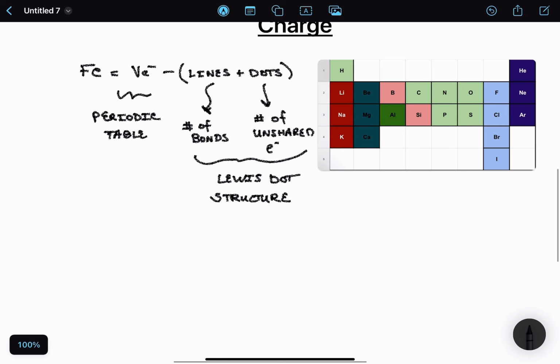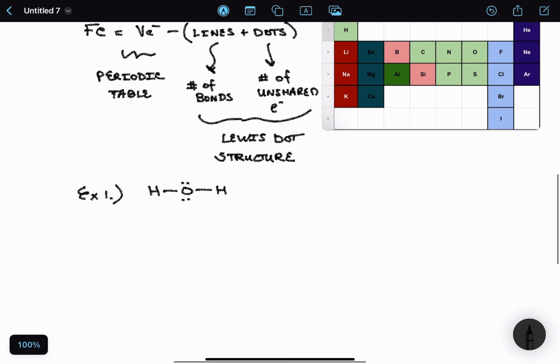Let's go ahead and start with an example. Example 1 will be water. So here is the proposed Lewis structure for water, and let's see what the formal charge is for oxygen. Remember, when you're calculating formal charge, you're looking at a specific atom. You could calculate the formal charge for hydrogen, oxygen, or the other hydrogen. But right now, we're looking at the formal charge for oxygen.